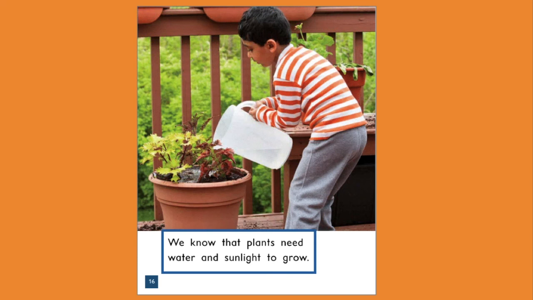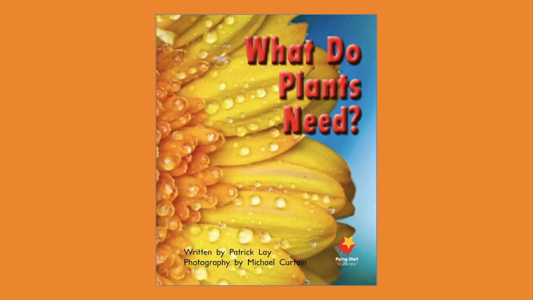We know that plants need water and sunlight to grow. So these kids answered their questions about what plants need. They did experiments to answer their questions. They found out that plants need water and sunlight to grow. Now they will know for sure how to look after plants and help them grow.